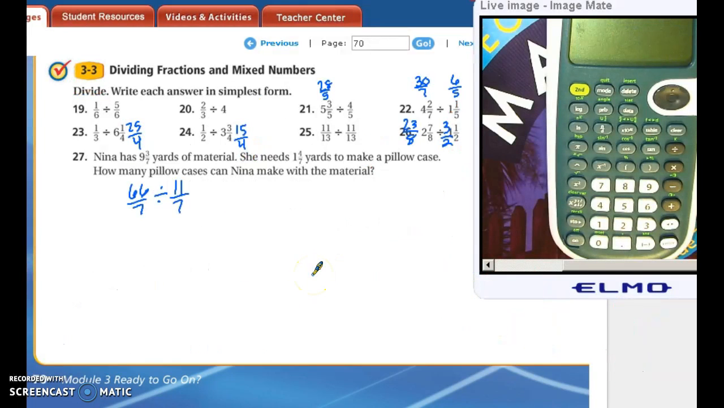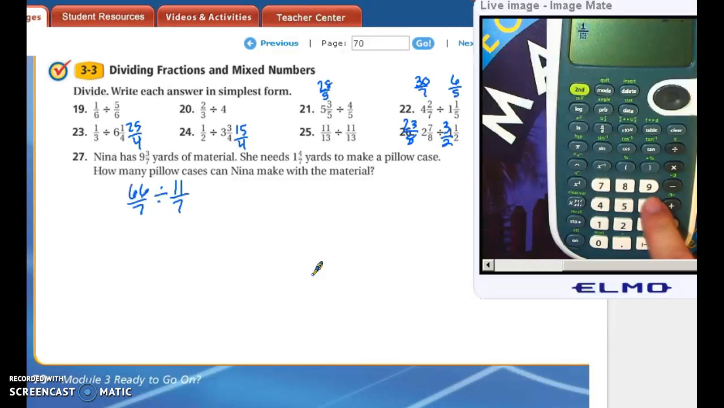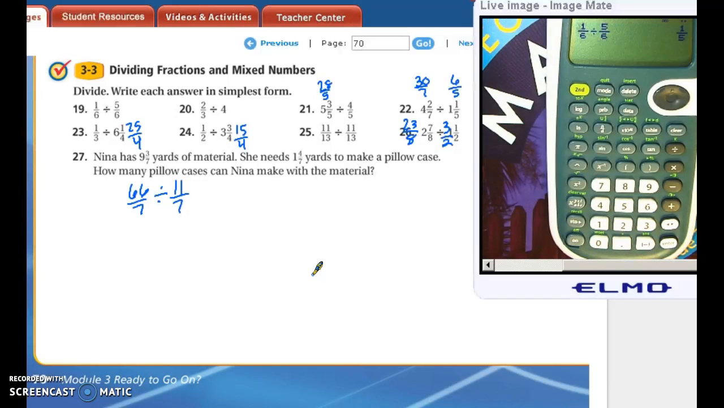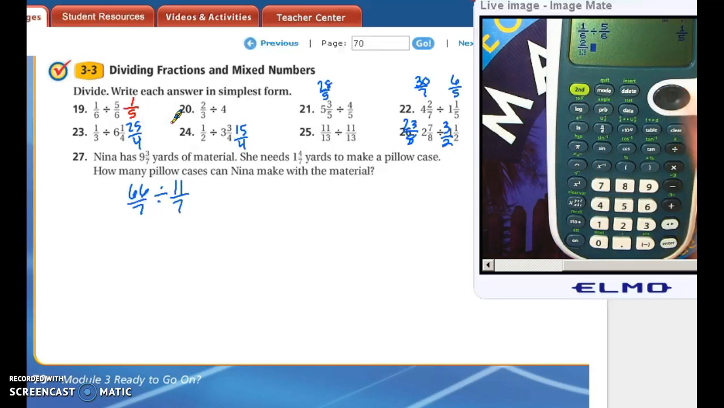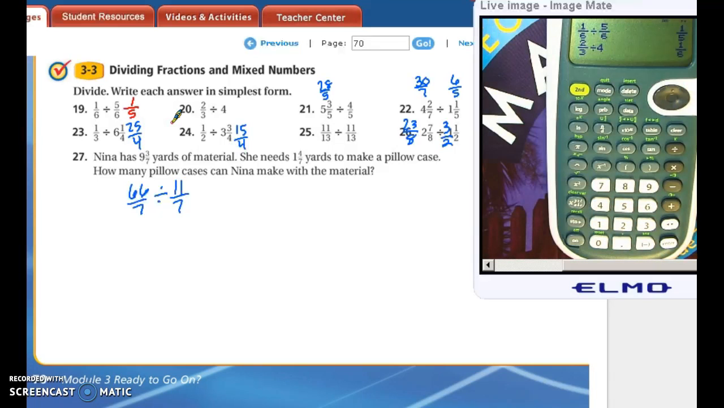Alright, for 19, 1/6 divided by 5/6. When you're working it out by paper, you have to do keep, change, flip, but in the calculator, it will do it for you. It will multiply by the reciprocal for you. So 1/6 divided by 5/6. And that gives you 1 over 5. Two-thirds divided by 4 is 1 over 6.